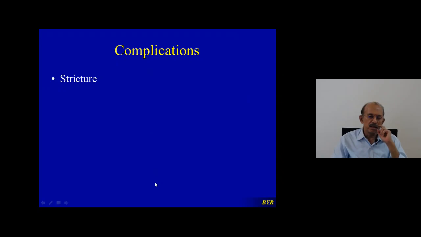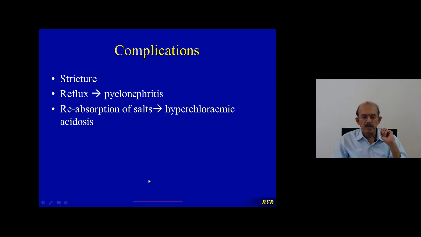Complications of these operations: stricture development at the site of operation. There can be reflux producing pyelonephritis. Then there may be absorption of salts. For example, if you do ureterosigmoidostomy operation, the property of colon is absorption of water and electrolytes. Urine contains a lot of electrolytes which are not necessary for the body.